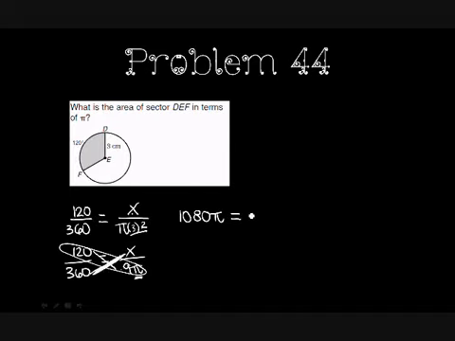And then 360 times x is just 360x. We're trying to get x by itself, so I'm going to divide both sides by 360. Remember, we're keeping the pi separate. So 1080 divided by 360 is 3. And so that would be the answer, is 3 pi.